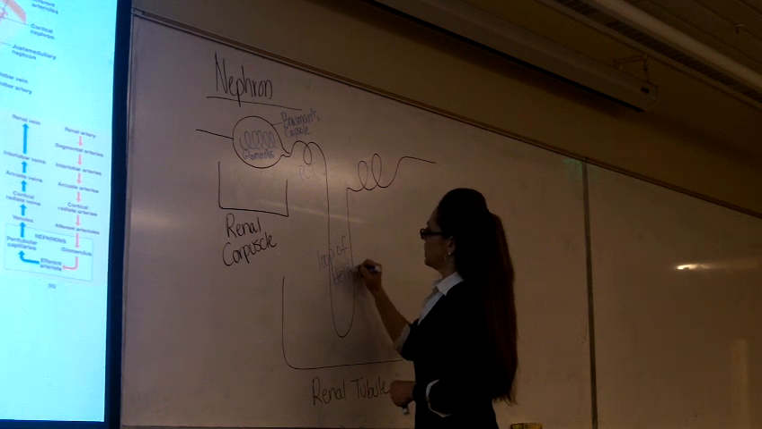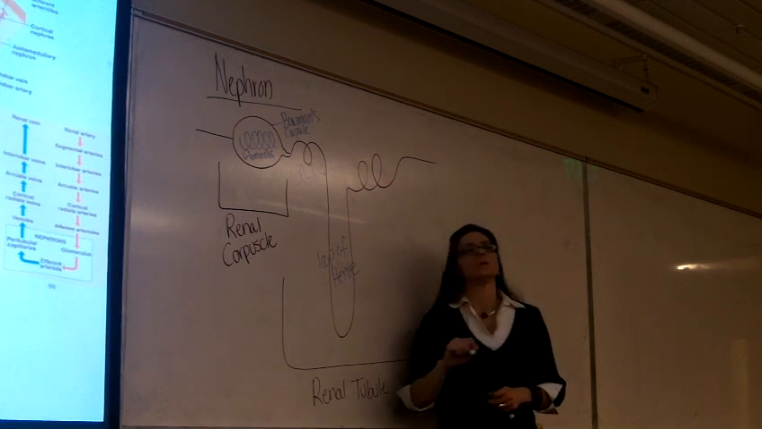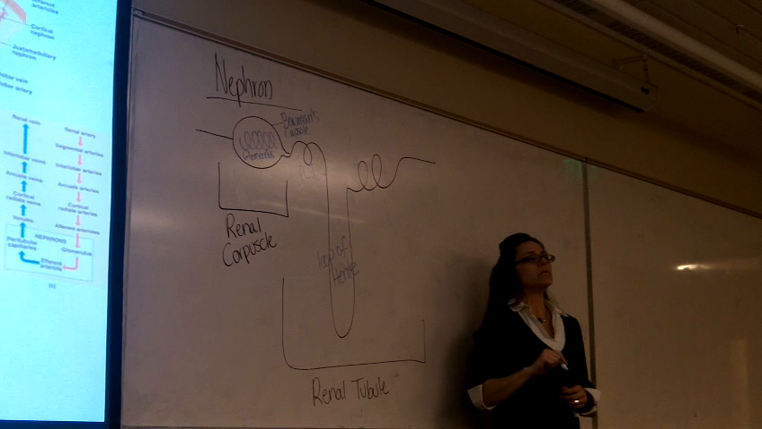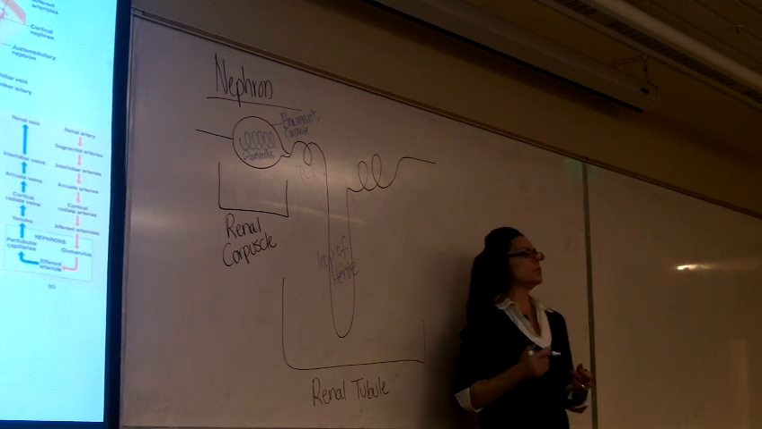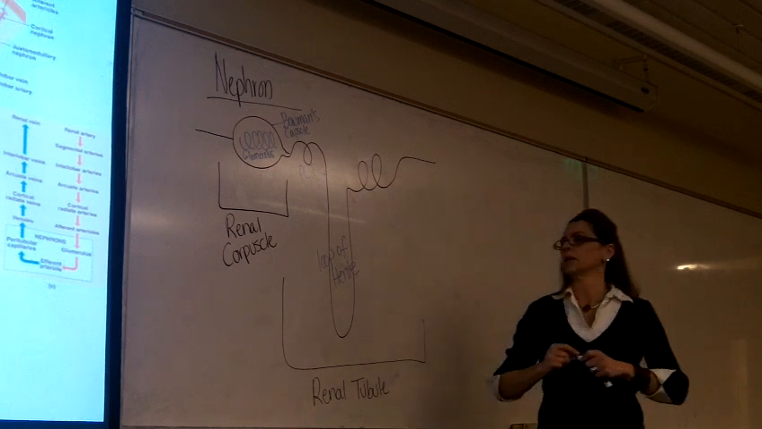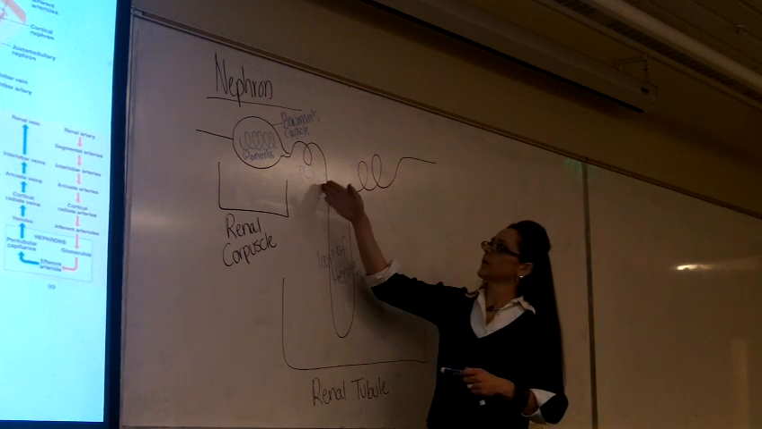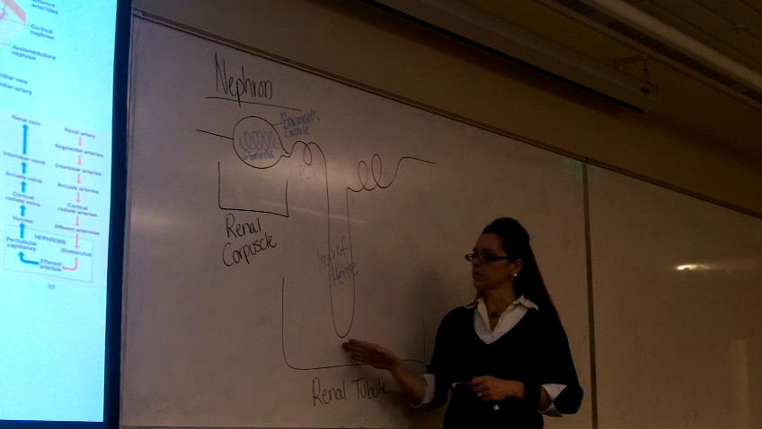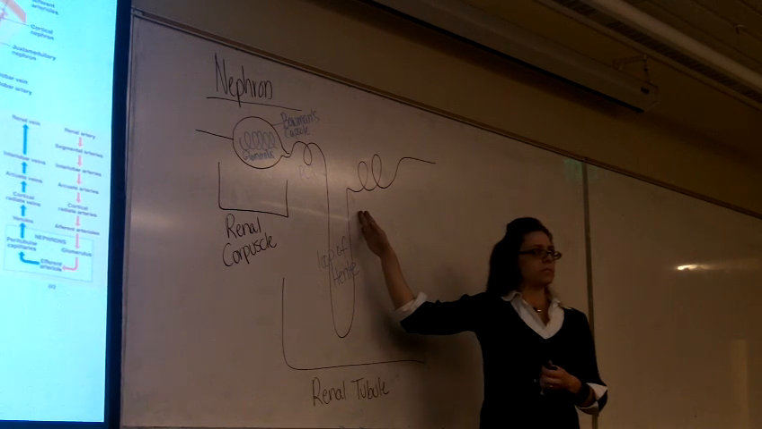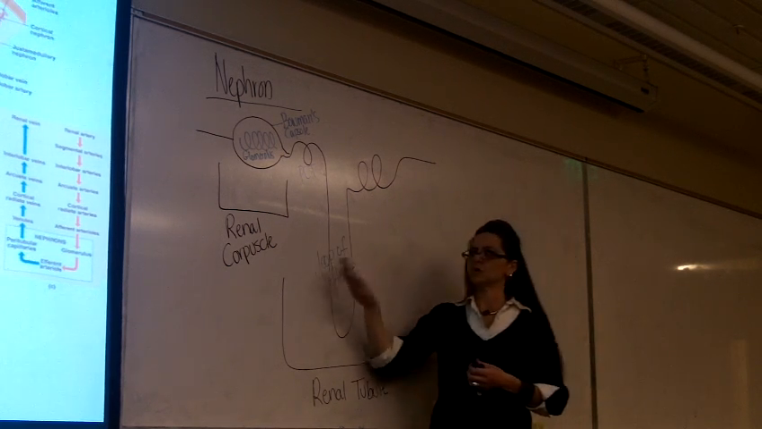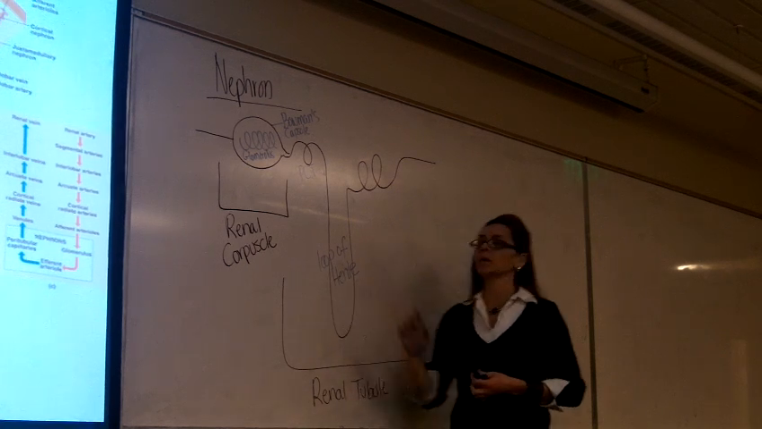And you'll also see it called the, what else do you see it called? The renal loop. Renal loop, I guess. The loop of Henle. And the loop of Henle has a descending limb and then an ascending limb to it. And we'll talk in more detail about that loop later.